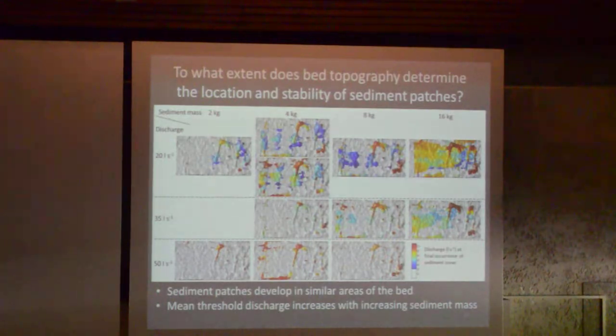Okay, I'll go through this slide quickly and then I'll leave it there, I think. So basically this slide shows patches where the colours demonstrate the discharge at which sediment was eroded from different parts of the bed. Blue areas are where sediment goes very quickly. Dark red areas are where the sediment patches are very stable, eroded only at very high flows. And there are two main points.